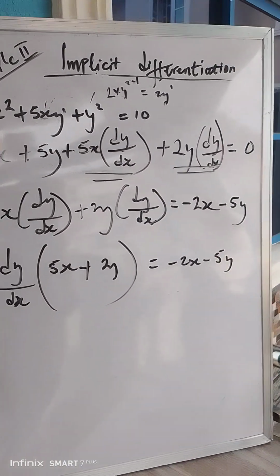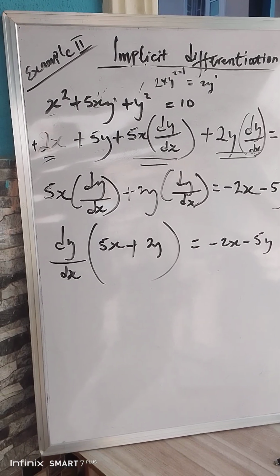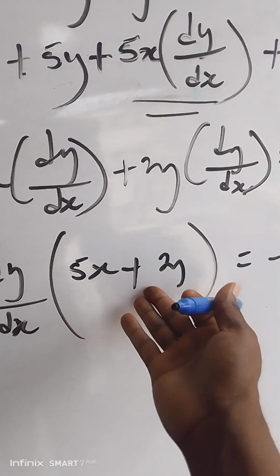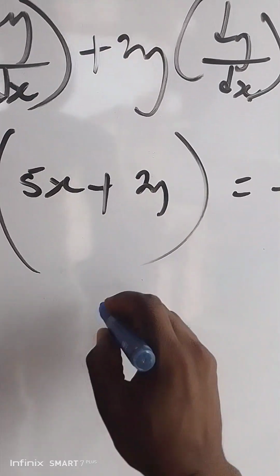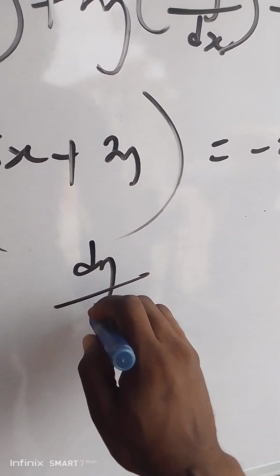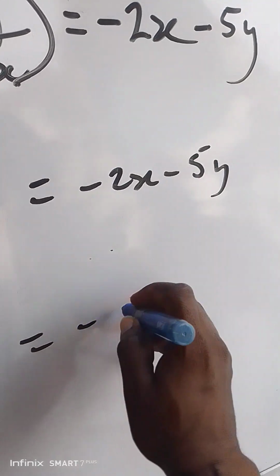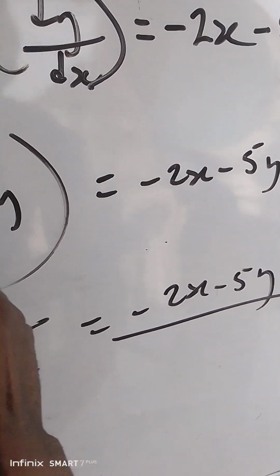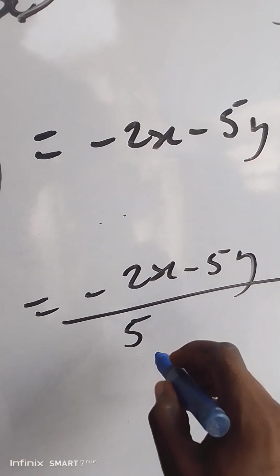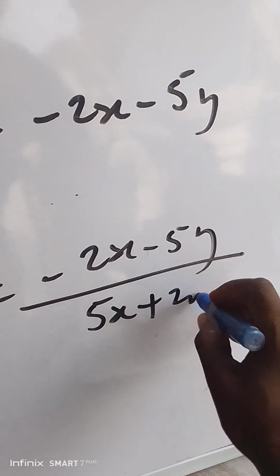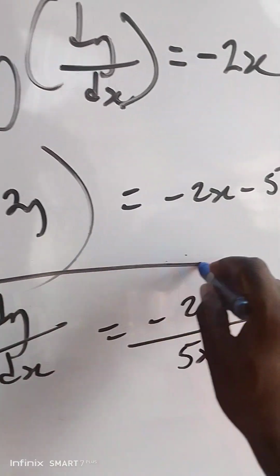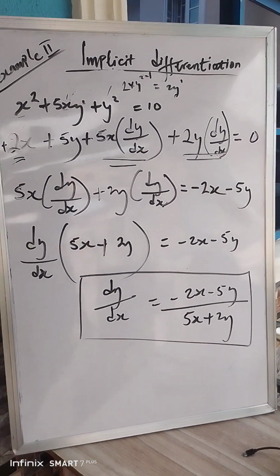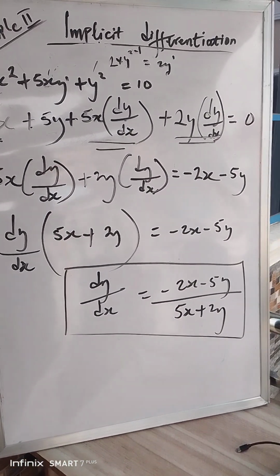Okay, so having done that, the next thing to do is to divide both sides by this term that is in the bracket, 5x plus 2y. Therefore, my answer finally becomes dy all over dx, which is equal to minus 2x minus 5y all over what is here, which is 5x plus 2y. This is the answer. That is the answer. Thank you.